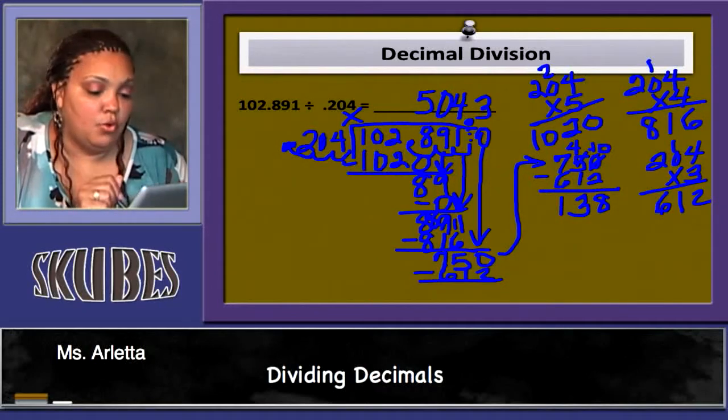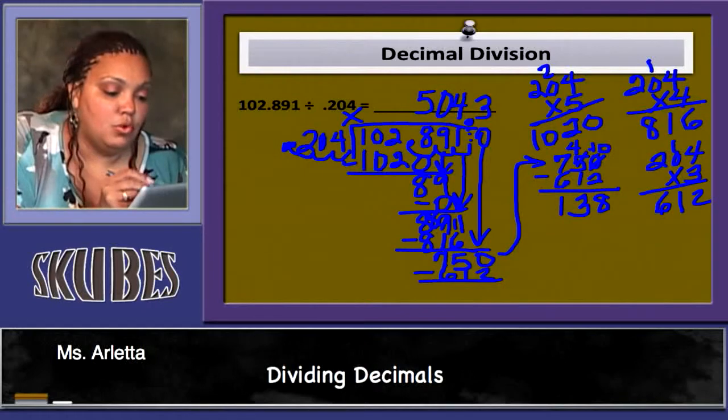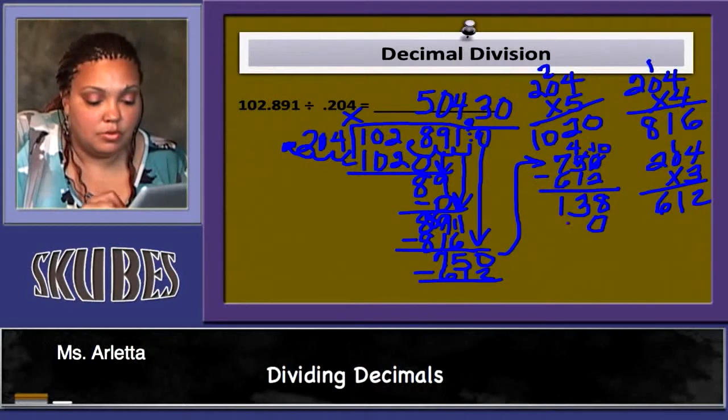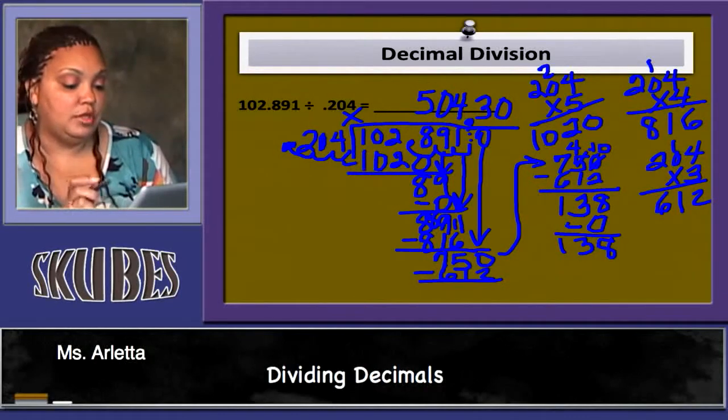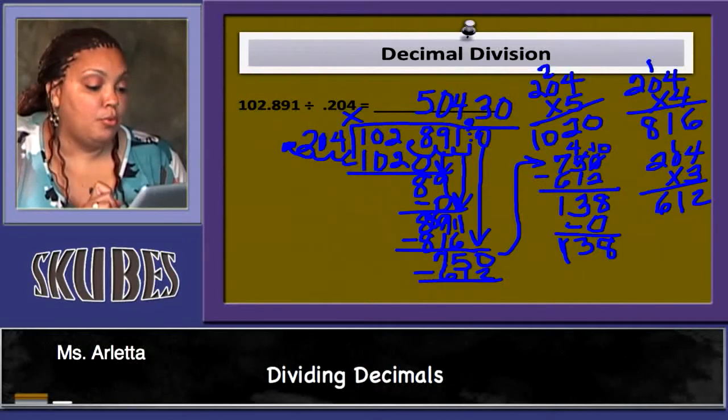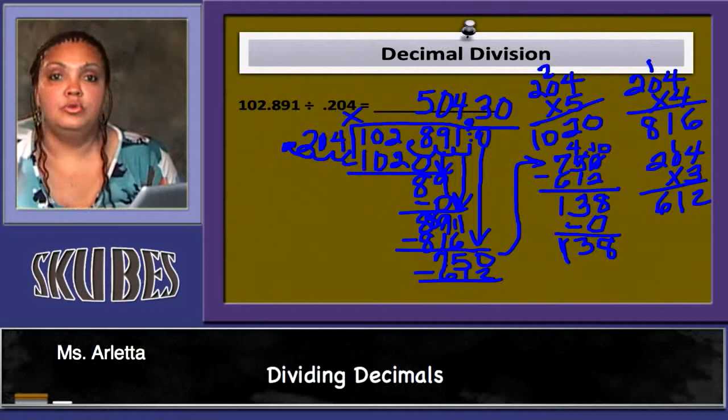138. 204 will not go into 138, so we'll make that a 0. 204 times 0 is 0. And if you notice, we have our 2 decimal places after the decimal, so we can stop at that point, which gives us an answer of 504.30. And that concludes our lesson on dividing decimals.